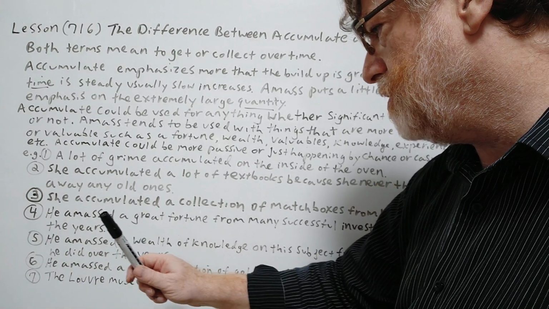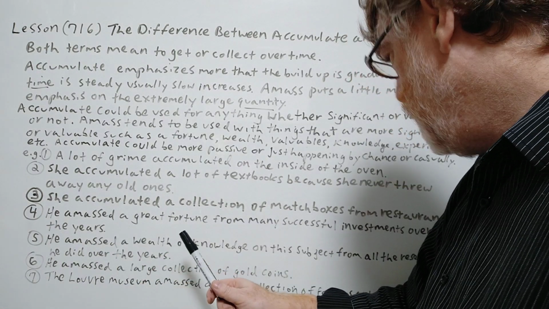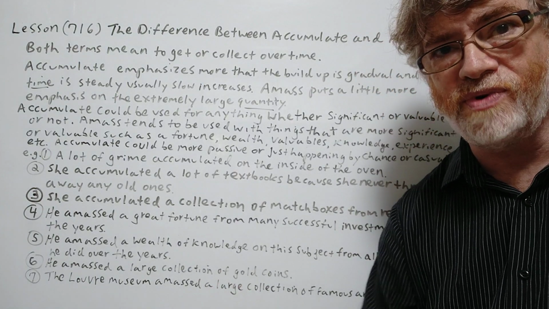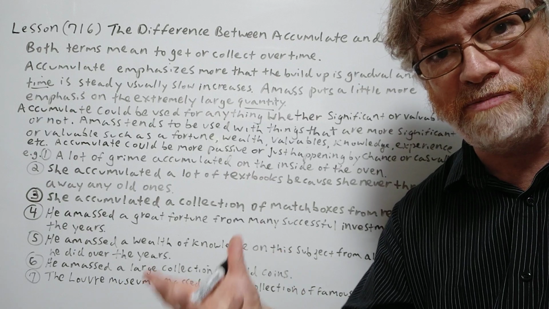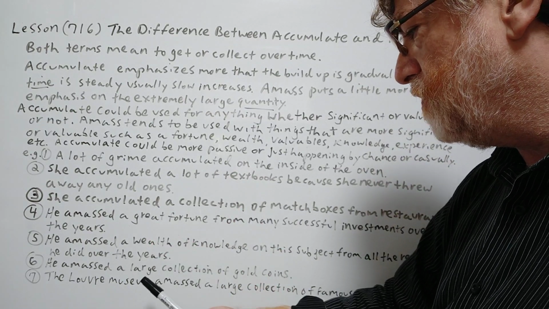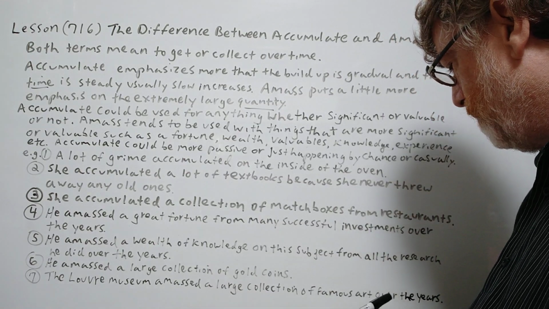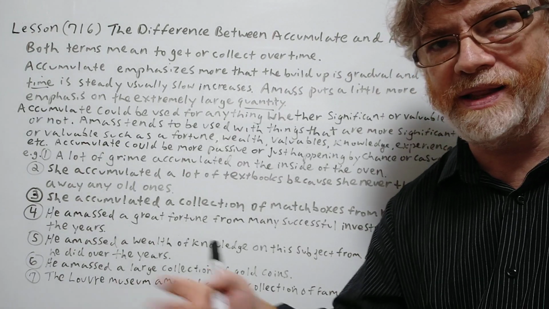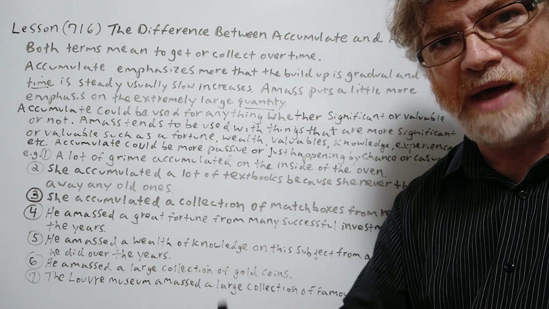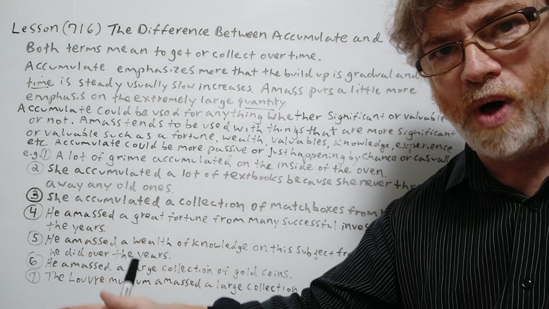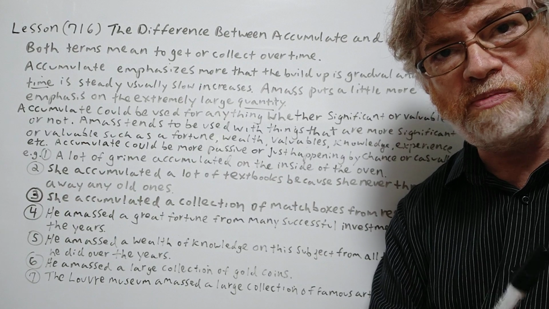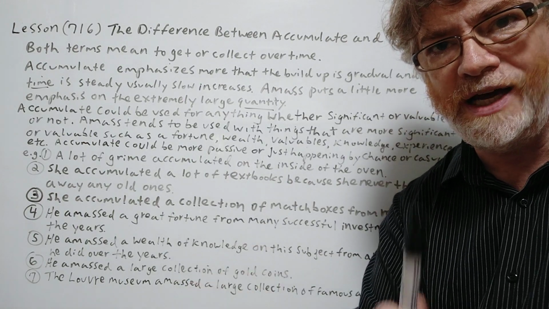Number 6 here. He amassed a large collection of gold coins. Now here, gold coins, of course, they're valuable. They're much more valuable than matchboxes. So again, you're more likely to use amass. And number 7, the Louvre Museum amassed a large collection of famous art over the years. Well, yes, very valuable. And they went through a lot of trouble to get it. So amass, and especially if you want to emphasize the great quantity, remember the Louvre is the largest museum in the world. So you'd probably be a little more likely to use amass than accumulate.